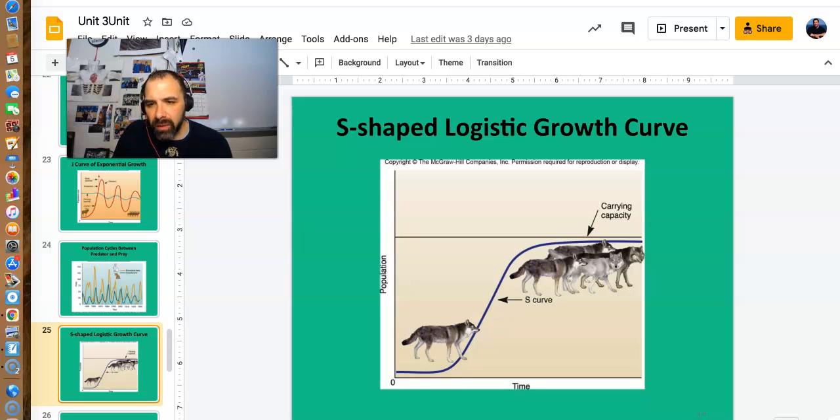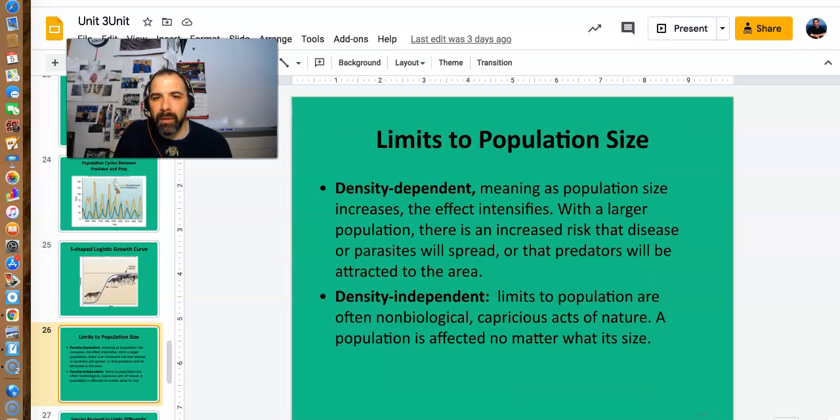An S curve is logistic. This is when a population does adhere to carrying capacity. These look like wolves. As you can see, their carrying capacity is the amount that the environment can sustain. So what limits population size? We have density dependent and density independent factors. Density dependent basically means that the population size controls how big the population grows. With a larger population, there's increased risk of disease or parasites spreading, or even predators. Anything that the population impacts is density dependent. A density independent factor limits the population but is non-biological, like acts of nature, earthquakes, tsunamis, those kinds of things.